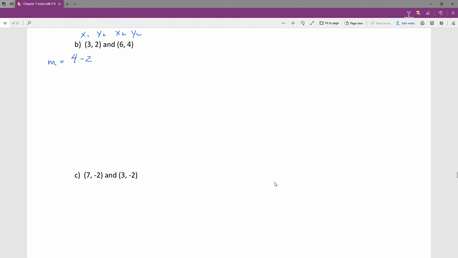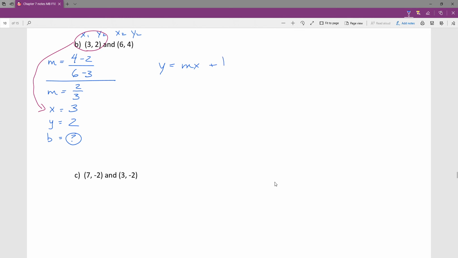So we'd have 4 minus 2 all over 6 minus 3. I'd get a slope of 2 over 3 for this one. Once I have that slope of 2 over 3, I'm going to keep trying to get all the information so that I can sub in and solve for b. Similar to the last question, I'm going to choose one of my 2 points to be the x and the y. So my x would be a 3, my y would be a 2, and I'm going to sub into my awesome y equals mx plus b equation to solve for b.